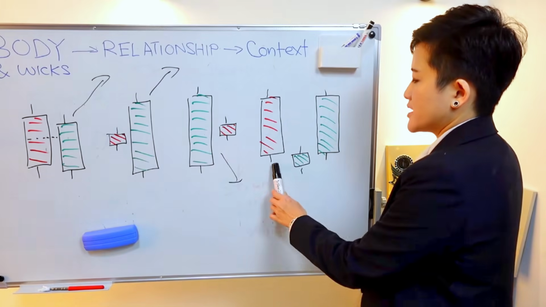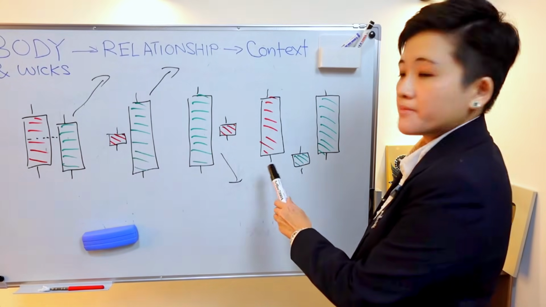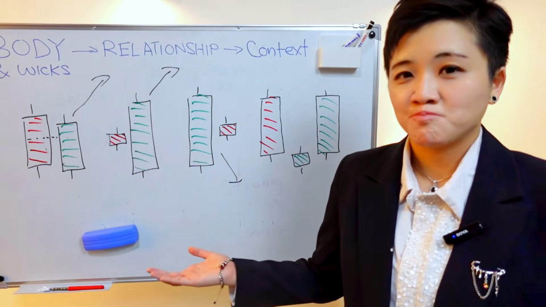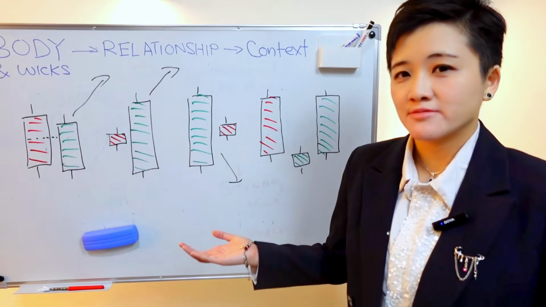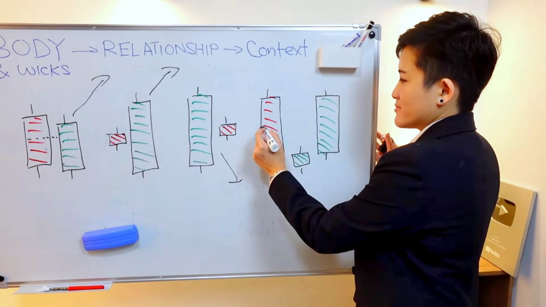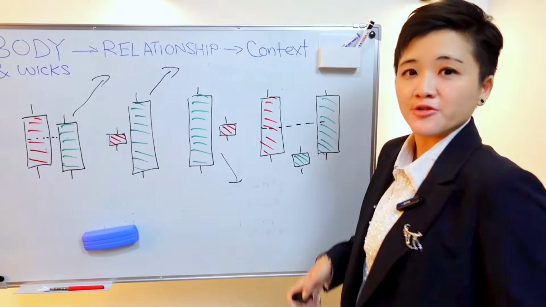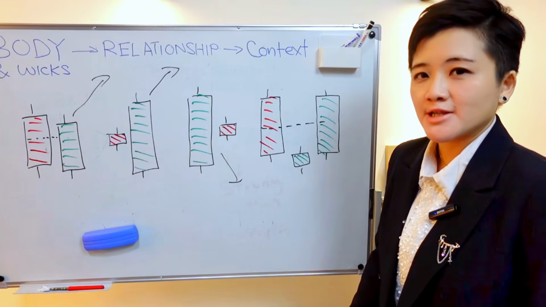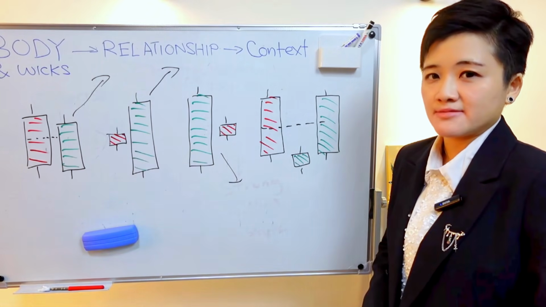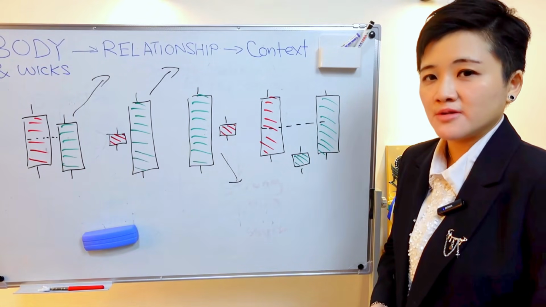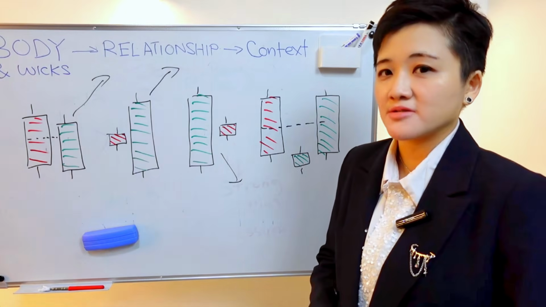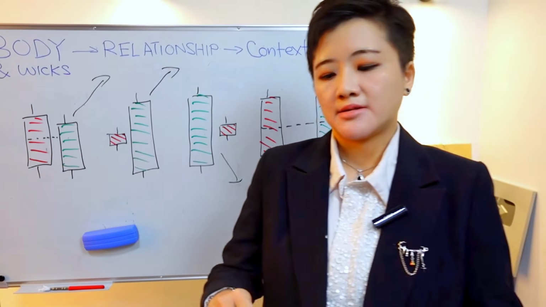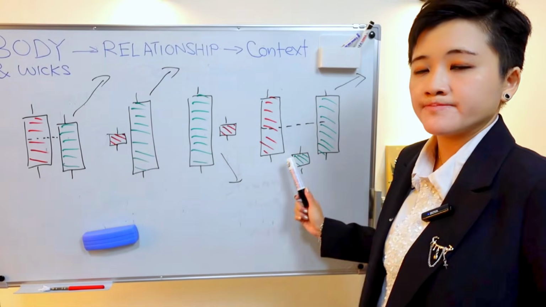Alright, so let's get to this pattern. Okay, big red candle, small green candle, big green candle. Who is dominating now? Obviously close above the big red candle, right? Who's dominating? Green candle, buyers. So will this be a bullish or bearish candlestick pattern? Bullish candlestick pattern. Morning star pattern.